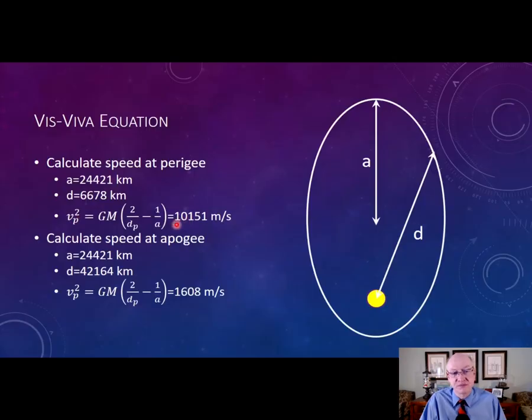Sorry, I should have put an extra step in there to show you the square root. I take the square root, and what I find out is down here at the bottom where I'm moving fastest, when I'm at perigee, I'm moving at 10,151 meters per second.